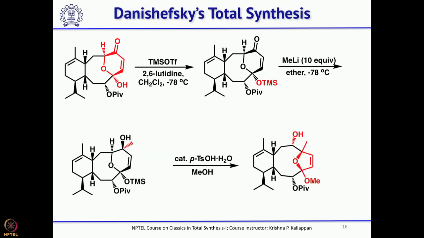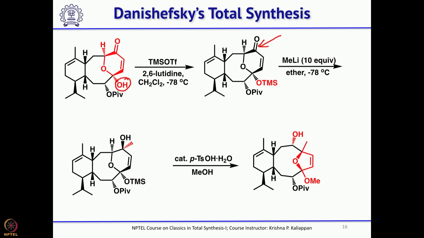First, you protect this lactol. Okay. So protect it as TMS ether, then you add methyl lithium. Okay. So methyl lithium addition to the enone comes from the alpha side, that methyl group comes from the alpha side to get the beta alcohol. Then you treat with acid. Okay. Here, when you treat with acid, this pyranose ring rearranges back to the furanose ring.